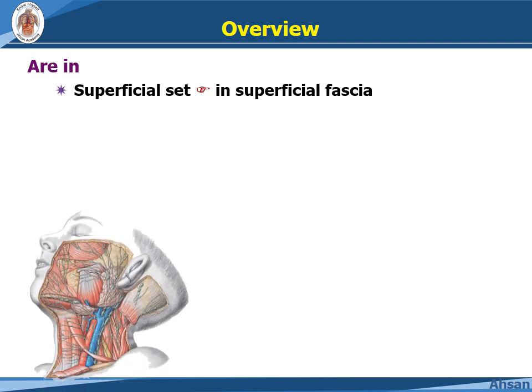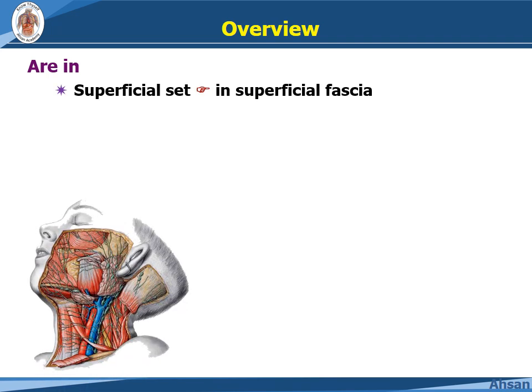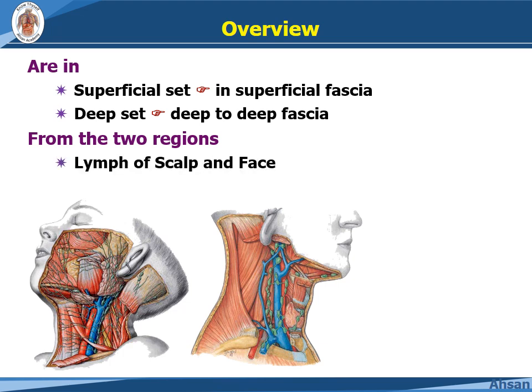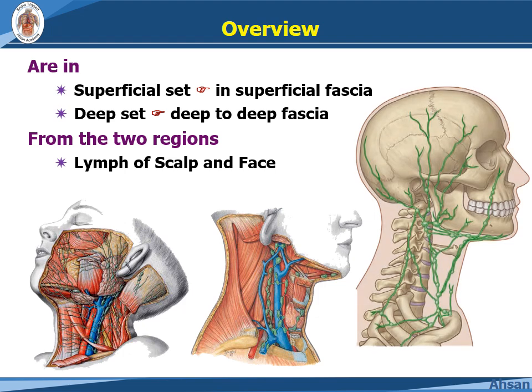Lymphatics of the head and neck region are present in two sets: a superficial set that lies in the superficial fascia and a deep set that lies deep to the deep fascia. They drain from two different regions: the lymphatics of the skull and face, and the lymphatics of the neck region. This will be discussed as per the superficial and deep sets, and also divided into these two regions in subsequent slides.